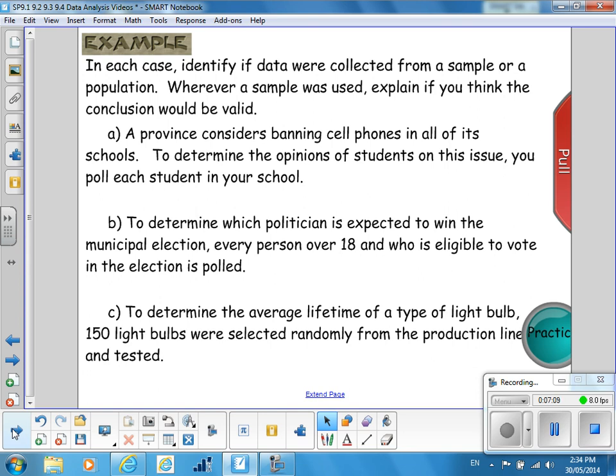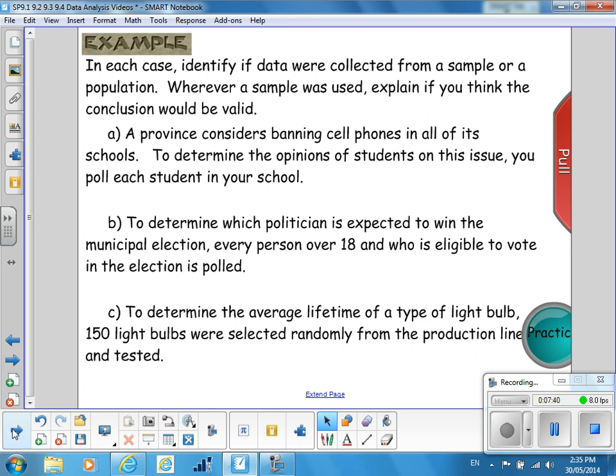And the last one, to determine the average lifetime of a type of light bulb, 150 light bulbs were selected randomly from the production line and tested. Well, again, this would be a sample because they haven't tested all of them, and it would actually be impossible to test all of these, because if you're looking for how long a light bulb lasts, if you tested every one of them, you would not have any light bulbs left to sell, because determining how long they last, you have to leave them on until they die. So you can only do a sample.